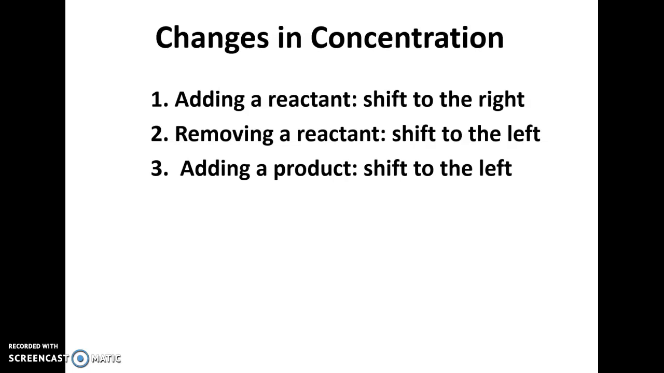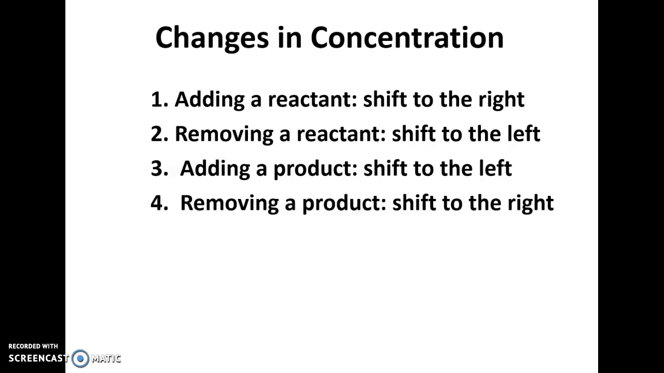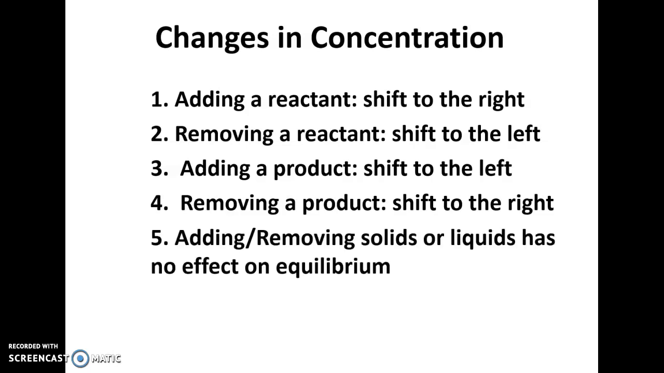Adding a product will cause it to shift left also, to go back to equilibrium. So you can say it's shifting reverse to reestablish equilibrium. And then removing a product will shift it forward to make that product, meaning shifting it to the right. And remember, if you add or remove solids and liquids, they have no effect on equilibrium. You're just looking at aqueous solutions and gases that'll affect equilibrium.